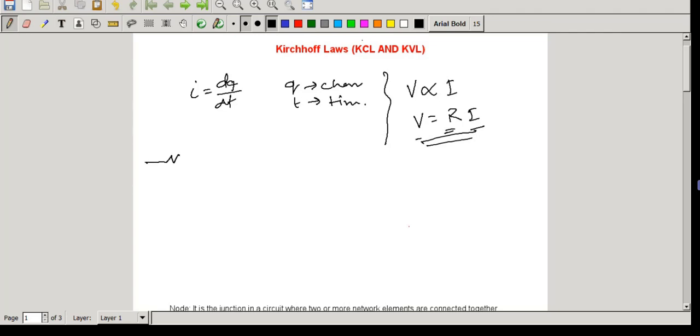The first element is the resistor. These are the symbols of the resistors. Another one is the inductor, and another one is the capacitor. Mainly these three components are used for design.